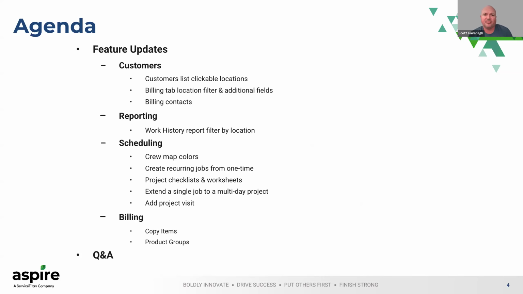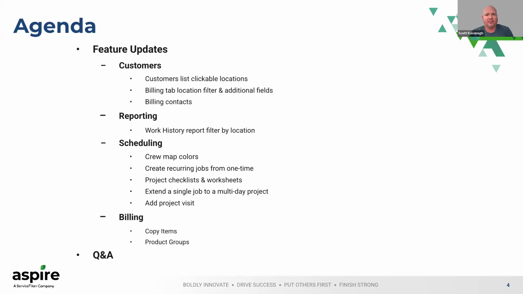Customer list now has clickable locations. The billing tab on the customer record has a filter by locations and also additional fields that we've included to analyze your invoices. We've introduced a new concept called billing contacts, which adds another level to your customers to better handle commercial businesses, where the billable customer is often different than the contact that you're servicing for your work. In reporting, we've updated our work history report, a similar theme, making better improvements around properties.